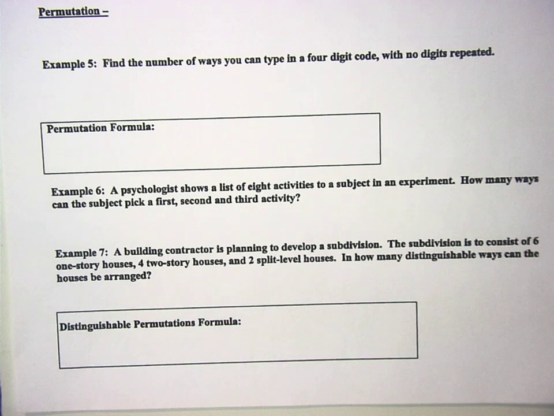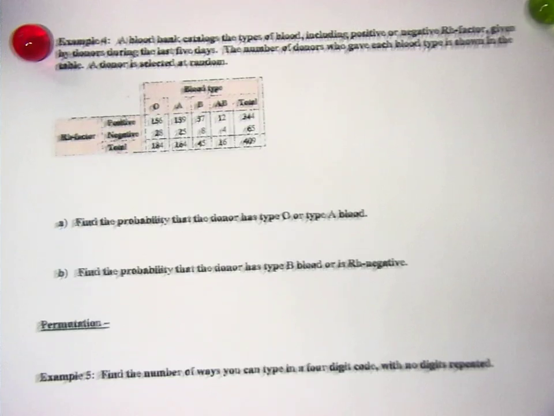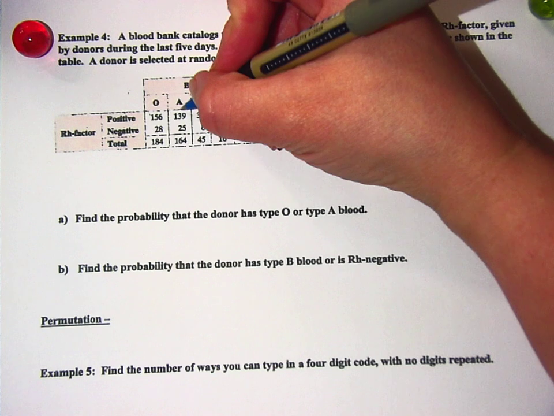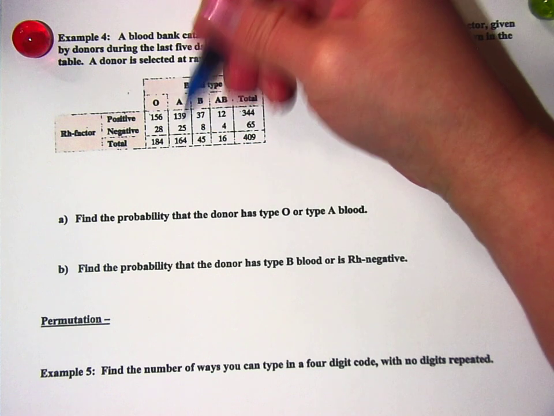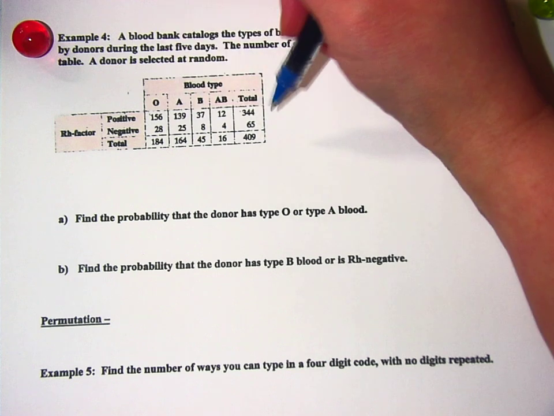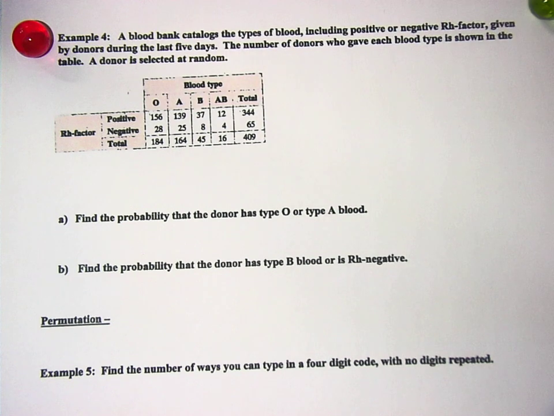All right. So, a blood bank catalogs the type of blood, including positive or negative Rh factor, given by donors during the last 5 days. These are people giving blood. You can have a positive or negative Rh factor, and then also all these different blood types. I, for example, am one of the most common blood types, A positive. If you've ever given blood, or had blood taken at the hospital or doctor's office for any reason, they can tell you your blood type.